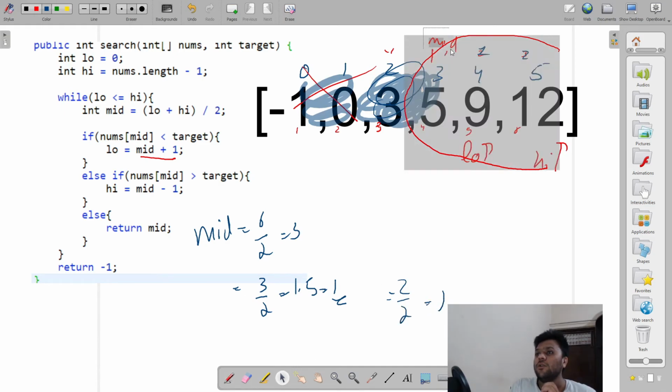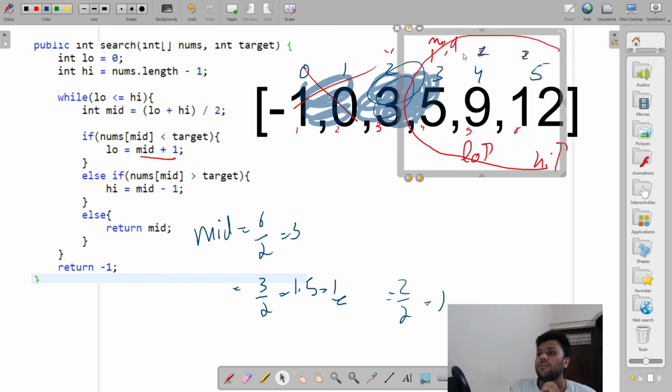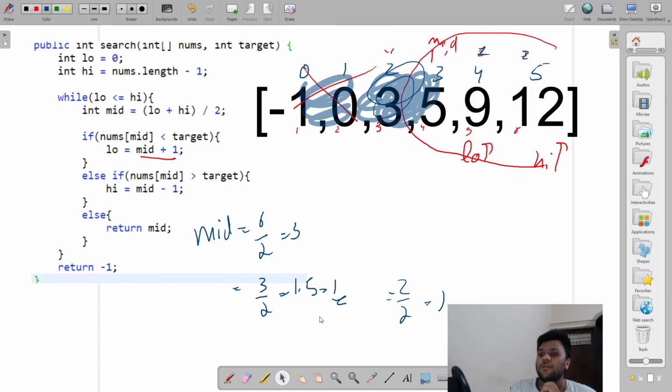Okay, wait a sec. I'll just simply erase this thing. Right, so my mid will be now this one. So this is my mid now, and I will again check: is my mid lower than my target or higher than my target? I will say it is equal to your target. Once it is equal to the target, then I will simply return its index. So its index is 4. So I will simply return 4 over here.